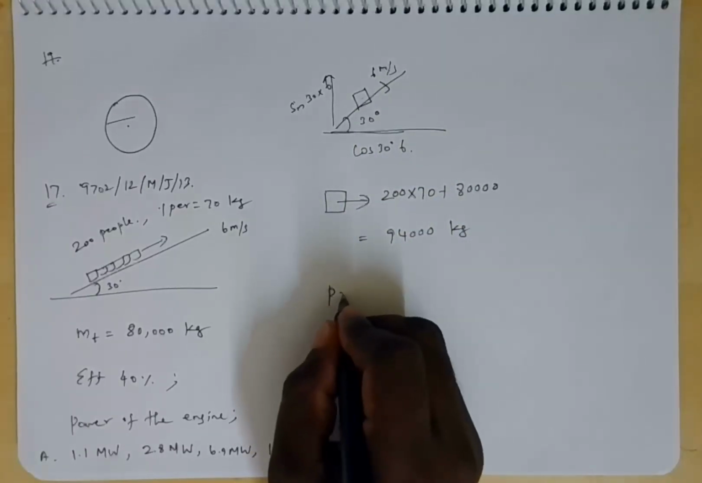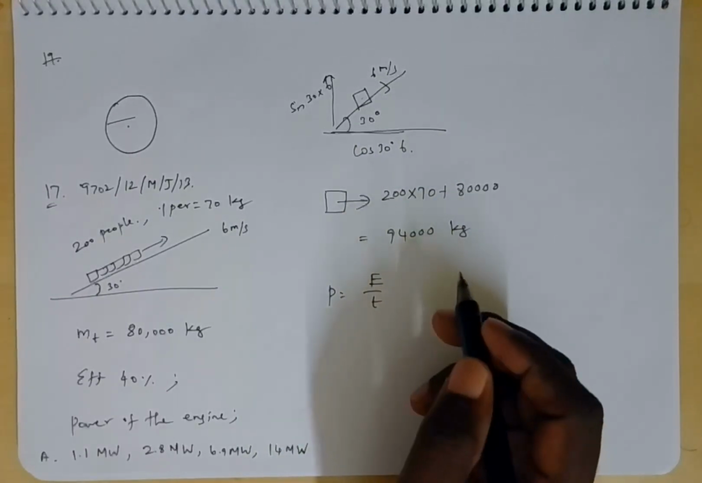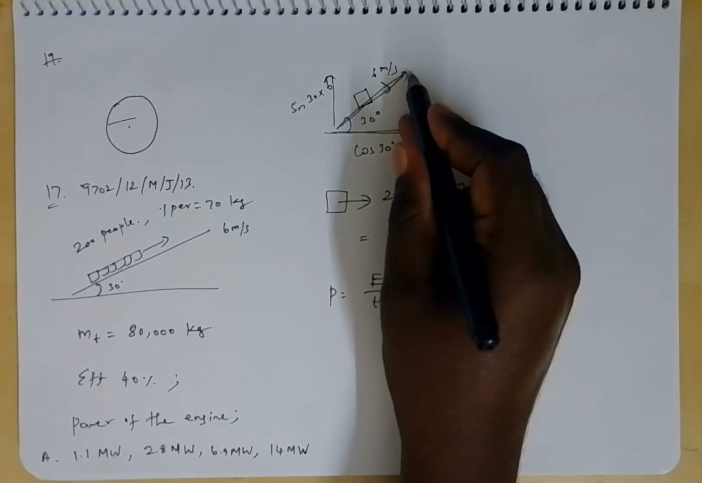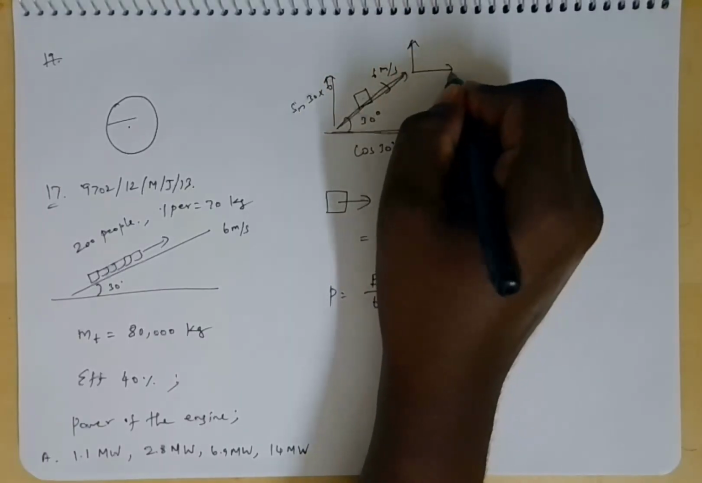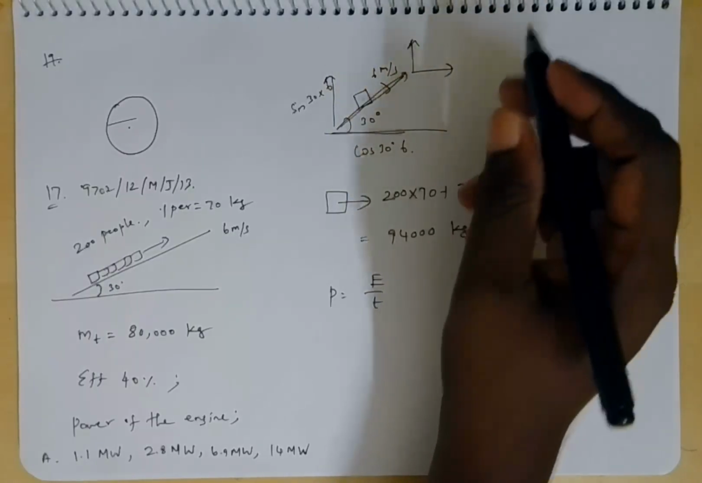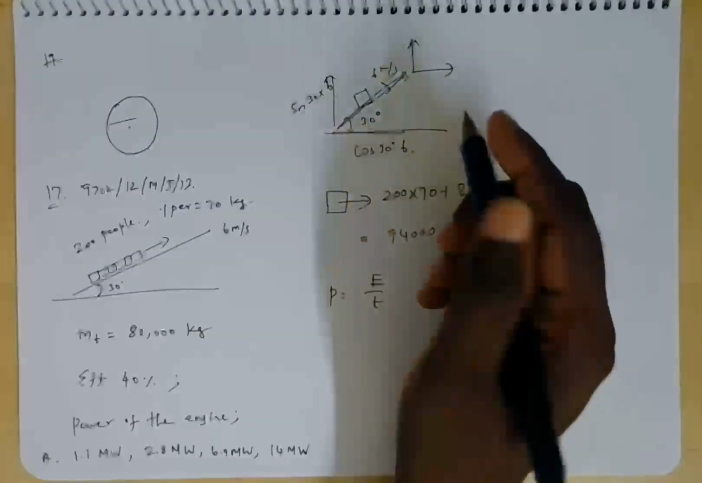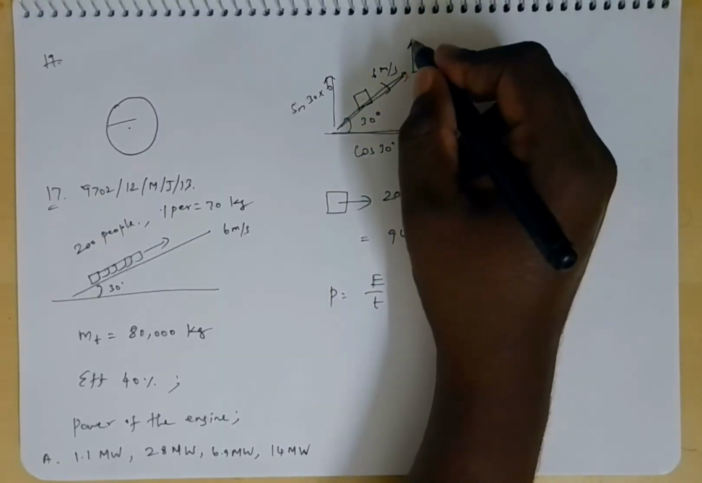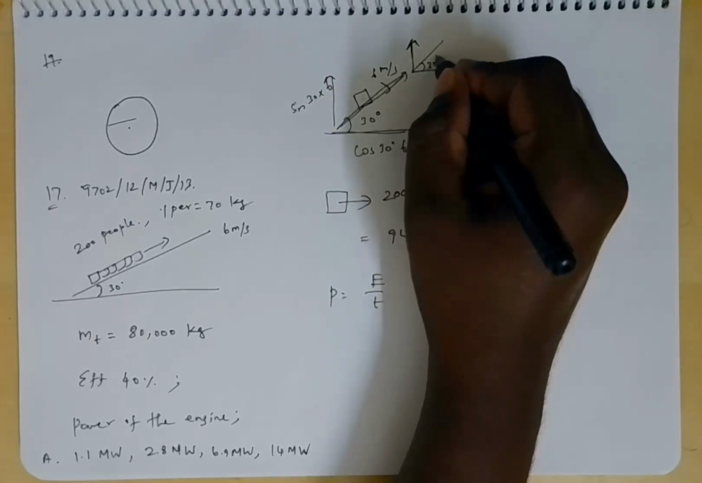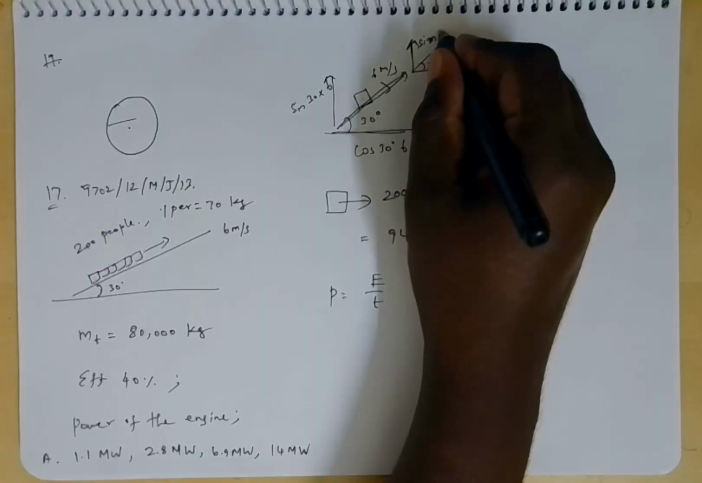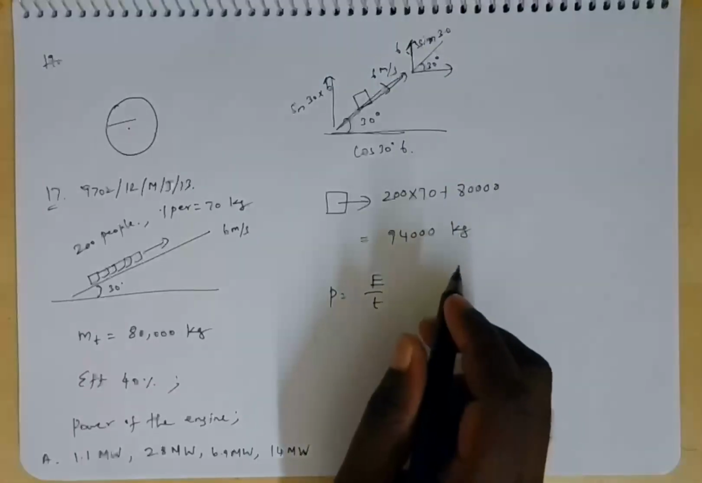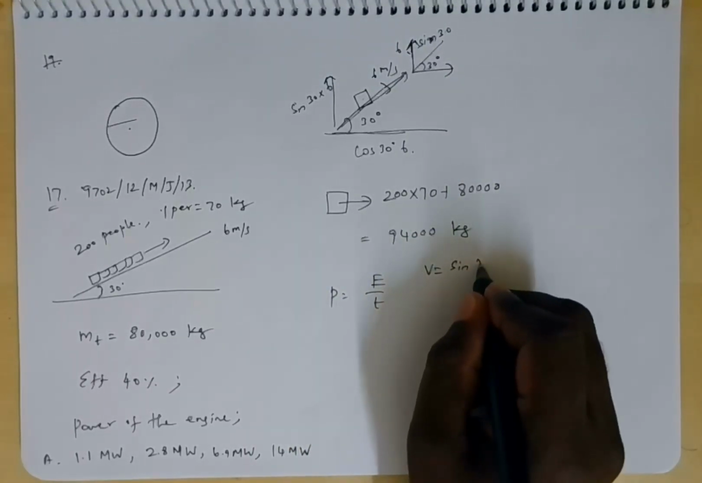So we need to find the power. Power is energy by time. Now velocity is given as 6 meter per second in this direction. Now we can find the horizontal and vertical velocity components. So it's easy for us to use mgh in this case. I'll tell you why. If this is 30 degree, the vertical component of the velocity will be sine 30 into 6.